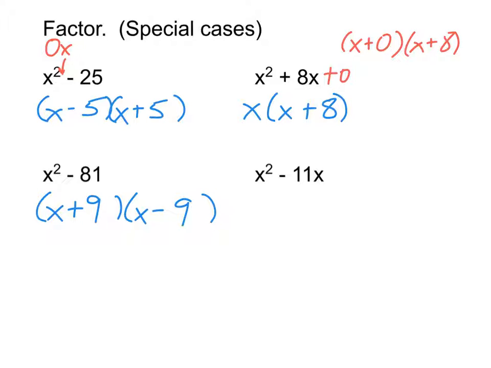Then, for the last one, whether you think of it as what adds to negative 11 and multiplies to 0, or whether you think of it as factoring out an x, you should end up with the same thing here: x times x minus 11.